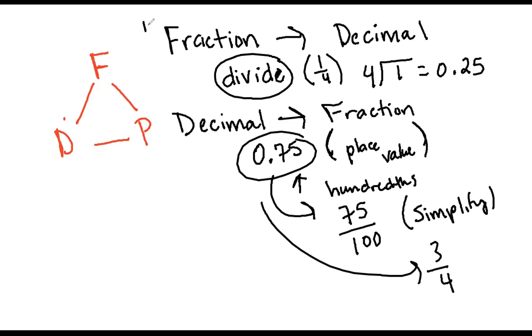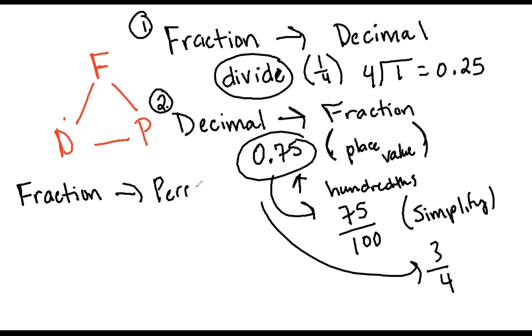Fraction to decimal, and decimal to fraction. So you want to do fraction to percentage now? Yeah, that's next. I cannot turn a fraction directly into a percent. That really can't happen very easily. So instead, I have to go fraction to decimal first, and then turn the decimal into a percent.